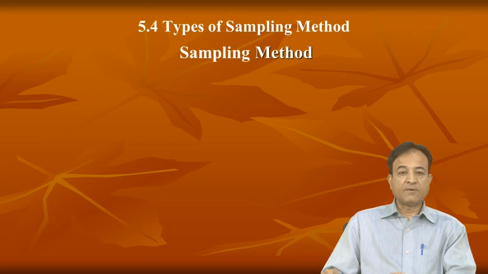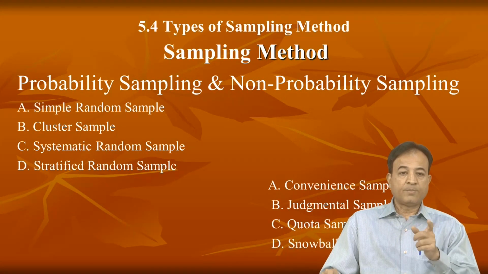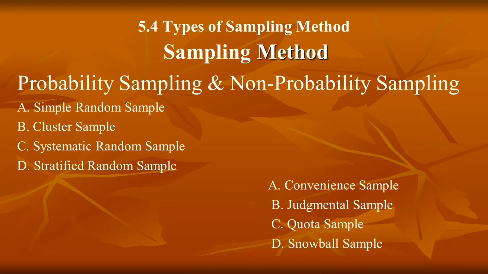So we covered probability sampling, and in today's lecture we'll start from non-probability sampling. Okay, non-probability sampling. We understood last lecture probability sampling, simple random sampling, then cluster sampling, systematic random sampling, and stratified random sampling. Today, non-probability sampling, convenient sample, judgmental sample, quota sample, and snowball sample.